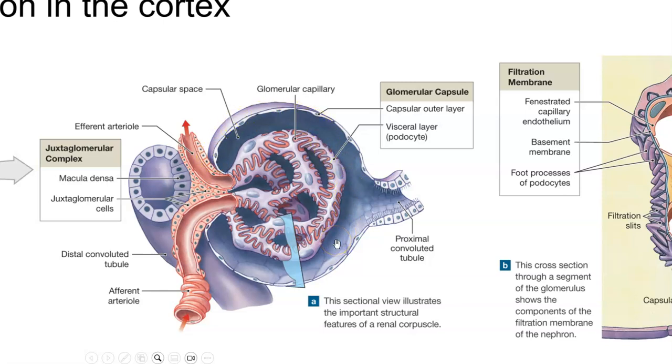You can see that it has two layers like any of our serous membranes. Remember, we have three serous membranes. One is called the pericardium and surrounds the heart. One is called the pleura and it surrounds each lung. And the other is called the peritoneum and it surrounds the abdominal organs. So every serous membrane has a parietal layer, which is this layer on the outside, and then a visceral layer that contacts the organs.